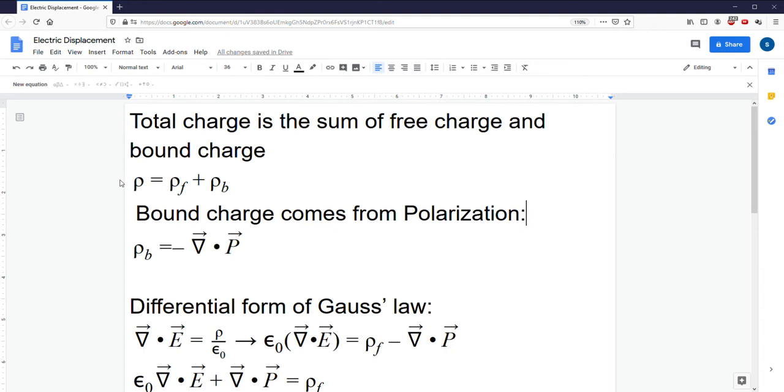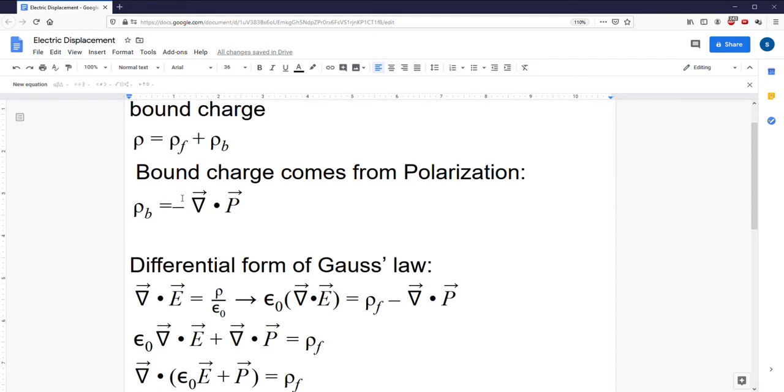Now let's examine this in the context of Gauss's law. Gauss's law, or at least the differential form of Gauss's law, states that the divergence of electric field is equal to charge density divided by epsilon naught. Let's rearrange that a little bit, and we can say epsilon naught times the divergence of electric field is equal to the free electric charge density minus the divergence of the polarization, which remember is the bound charge.